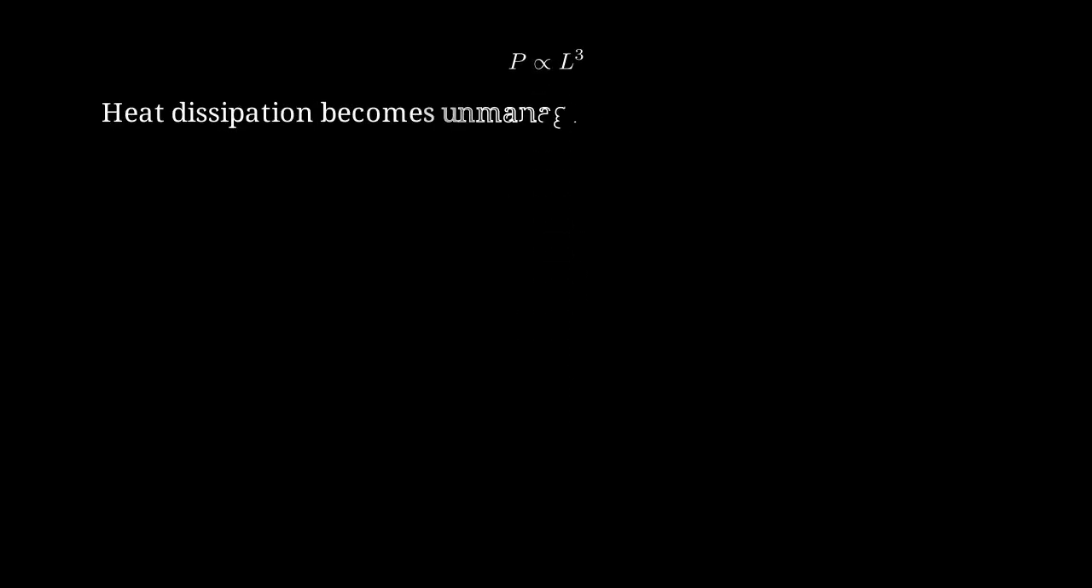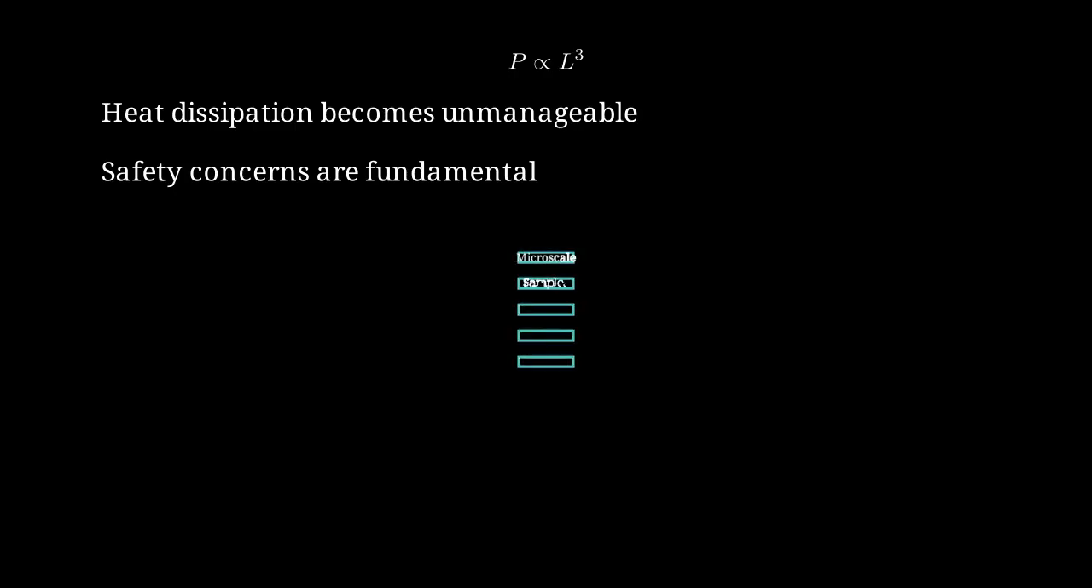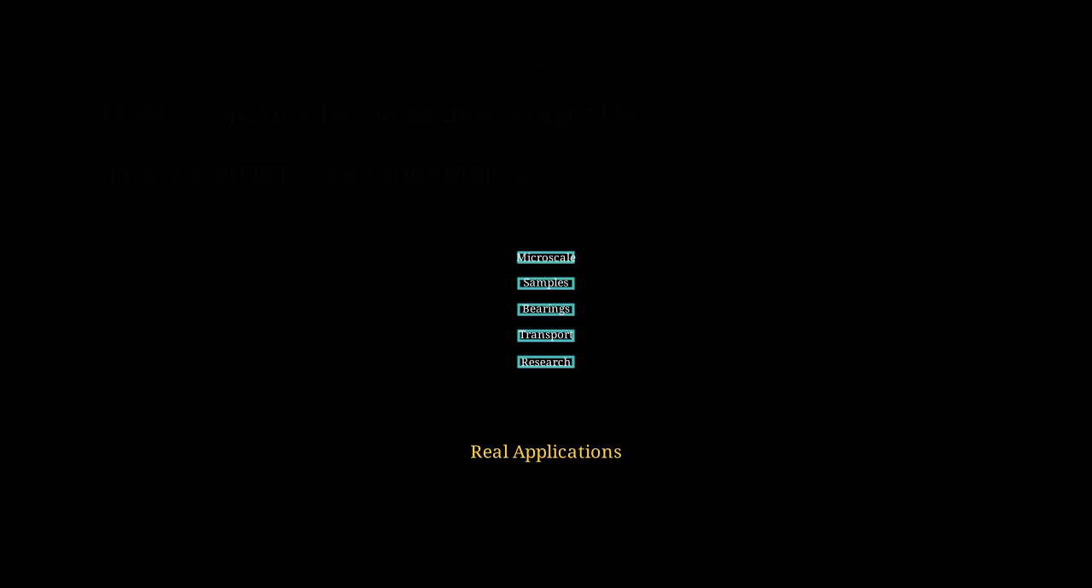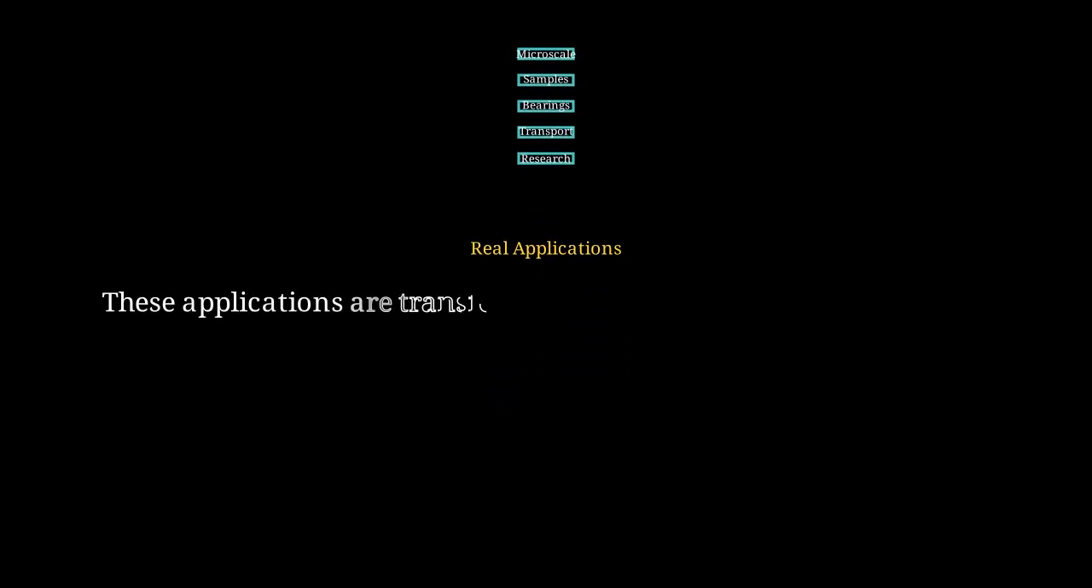At human scale, heat dissipation becomes physically unmanageable, regardless of the levitation method chosen. Safety concerns are not engineering problems, but fundamental physics limitations on energy density near humans. Real applications focus on microscale precision, sample purity, frictionless rotation, efficient transport, and fundamental research. These applications are genuinely transforming technology in materials, science, quantum physics, manufacturing, and transportation.